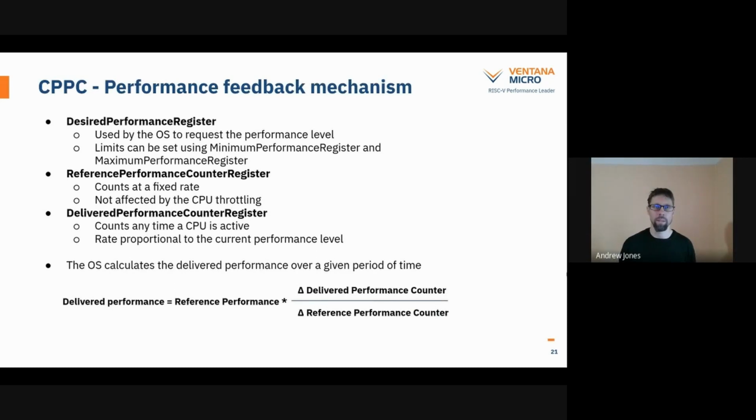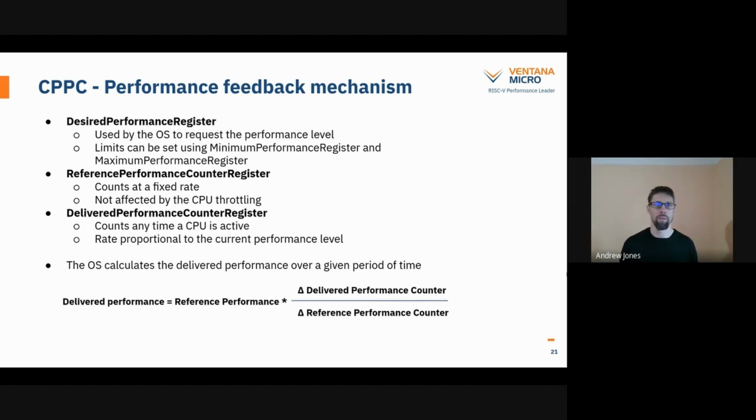These abstract levels have names like highest, nominal, and lowest. While the OS can set the desired performance register to its requested level, the actual performance level delivered is determined by the platform. This means the OS needs to check what the actual level delivered is, but the instantaneous level is not all that interesting. It's best to get the effective level over a given time period. The effective delivered performance level can be calculated with the formula on this slide.